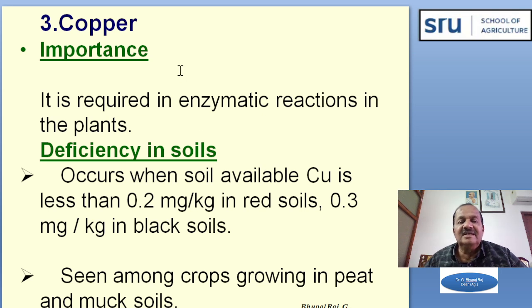The next, third micronutrient is copper. Generally, not much deficiency is observed. It is required for the enzymatic reactions in the plant. In soil analysis, if copper is less than 0.2 ppm, that is 0.2 mg per kg, in red soils, or less than 0.3 ppm, that is 0.3 mg per kg, in black soils, we call that soil deficient in copper. It is mainly seen among crops growing in peat and muck soils.